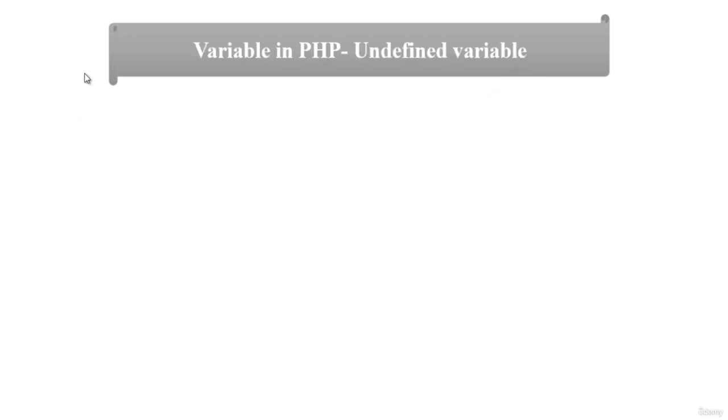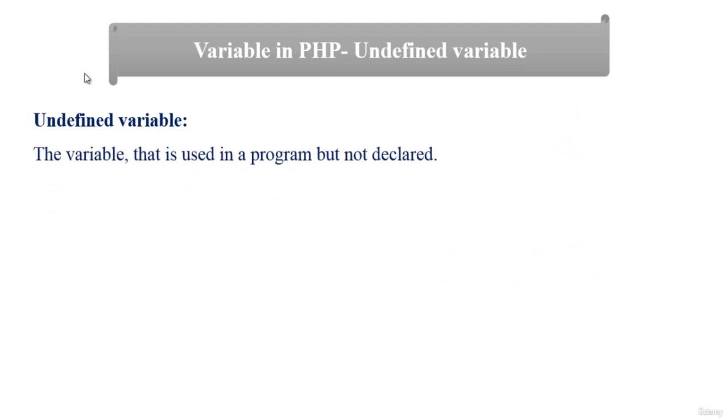Another is an undefined variable. An undefined variable is a variable that is used in a program but not declared. For example, I want to add a plus b. You can see that I want to add the result of a and b, but I did not declare and initialize these variables. In this case, I will get an error: an undefined variable.